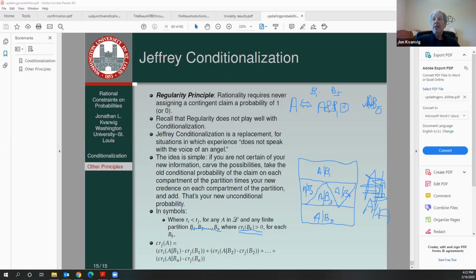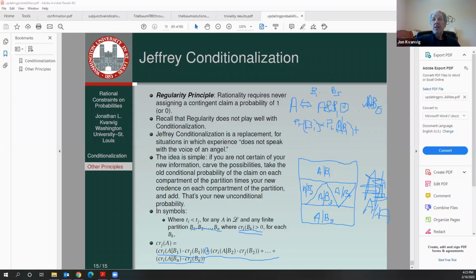And recall that A and B1 is the probability of B1 times the probability of A given B1. So in a way, everything on the right side, come back over here to the formula, the stuff on the right side is just giving you that big sum for this big long disjunction.